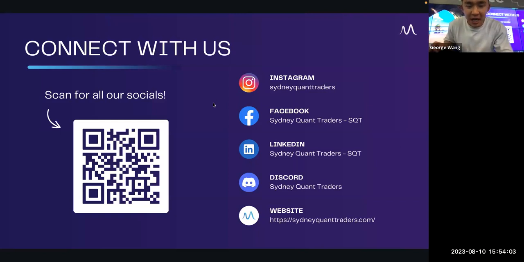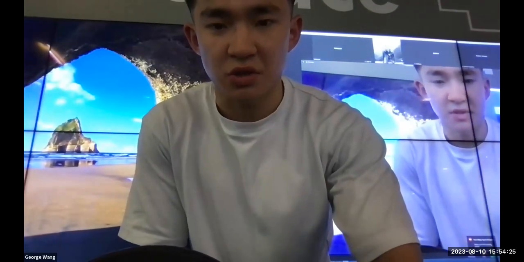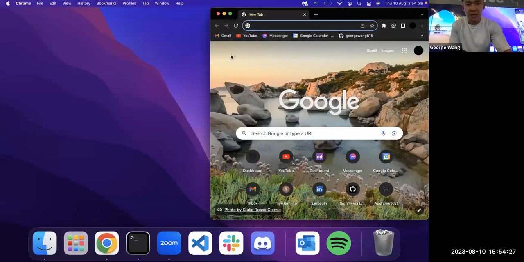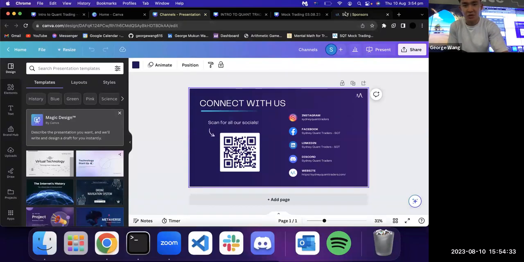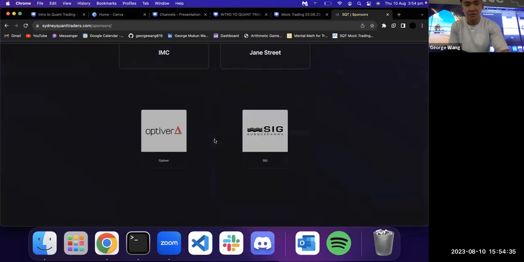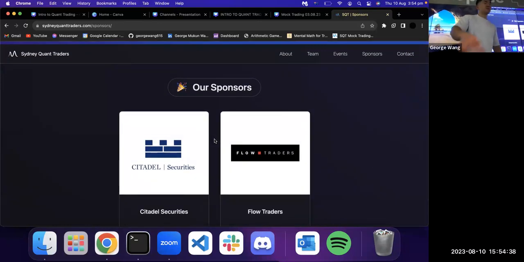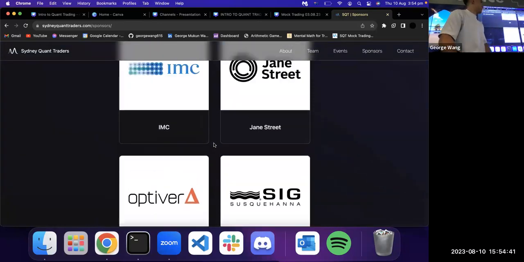How do you become a trader? Well, you can apply as ideally a STEM student. If you're interested in everything I talked about today, if you're interested in the financial markets, you can apply, come to our society events, we'll give you resources, do your research online. All of our sponsors are on our website, so maybe just keep in mind all the names that I've shown you. You can go to sydneyquanttraders.com, sponsors, and all of them are hiring on a yearly basis. So feel free to apply to any one of them.